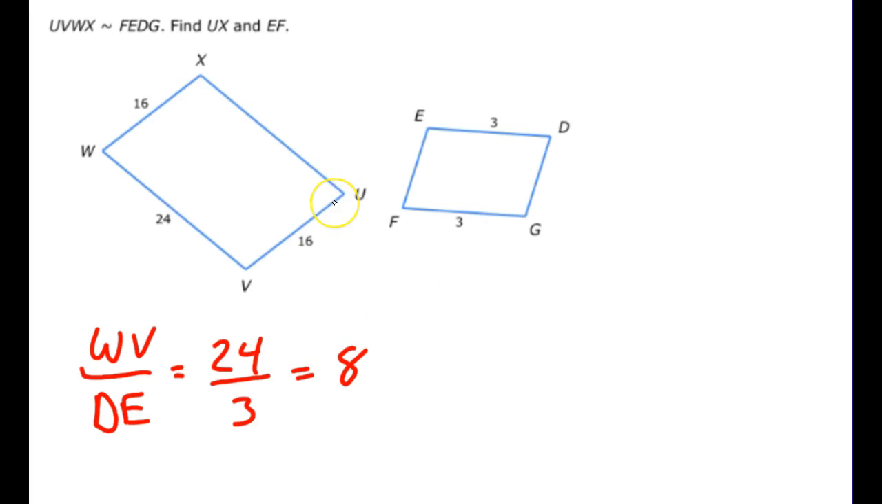Now we're looking for the length of UX. Using some logic here, we know UX corresponds to FG. FG is a length of 3, so if we take 3 times 8, the length of UX is going to be equal to 24. Since ED and FG are the same length, they're both 3, WV and UX must be the same length as well, so they will be 24.